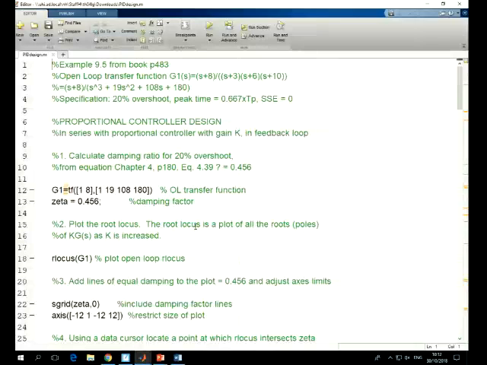Right, you've got your book page numbers. You can follow this example through the book as well. You can follow the example through the book.